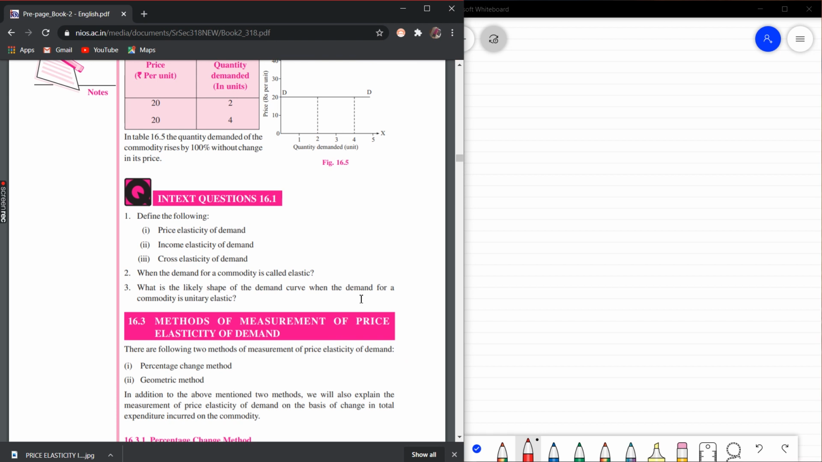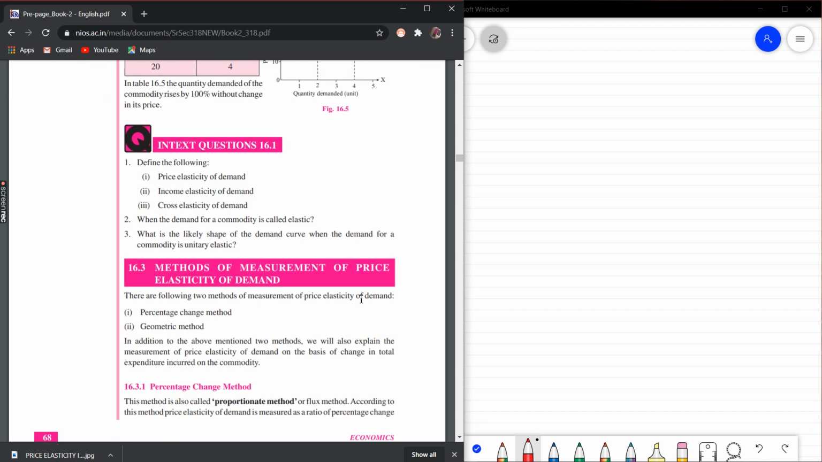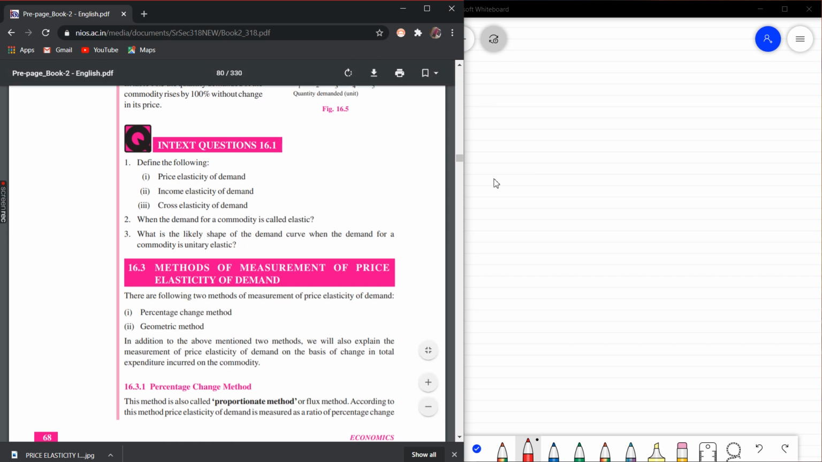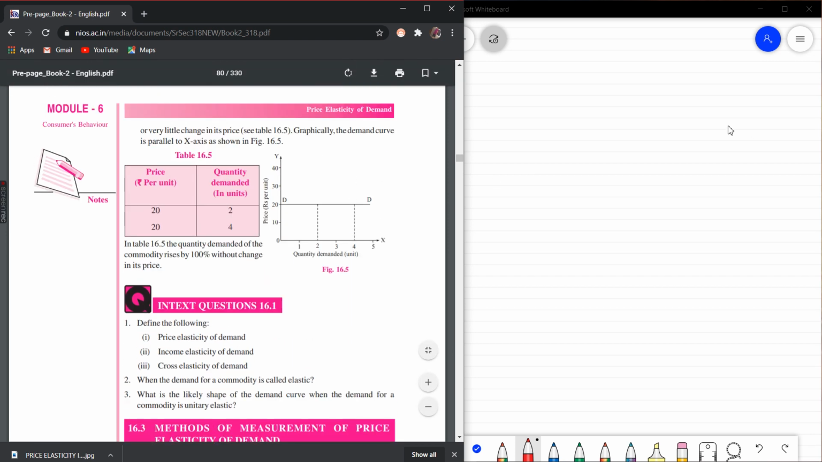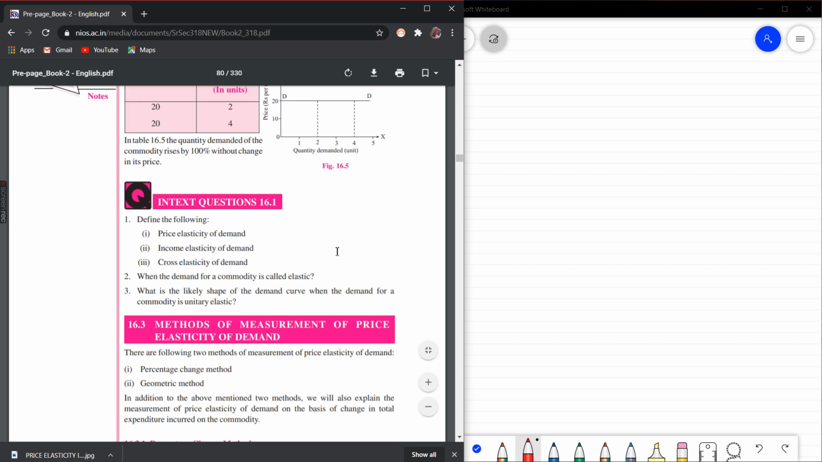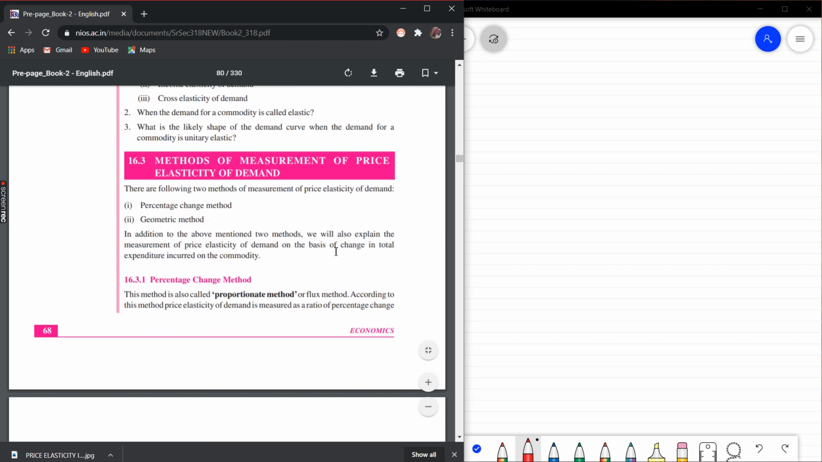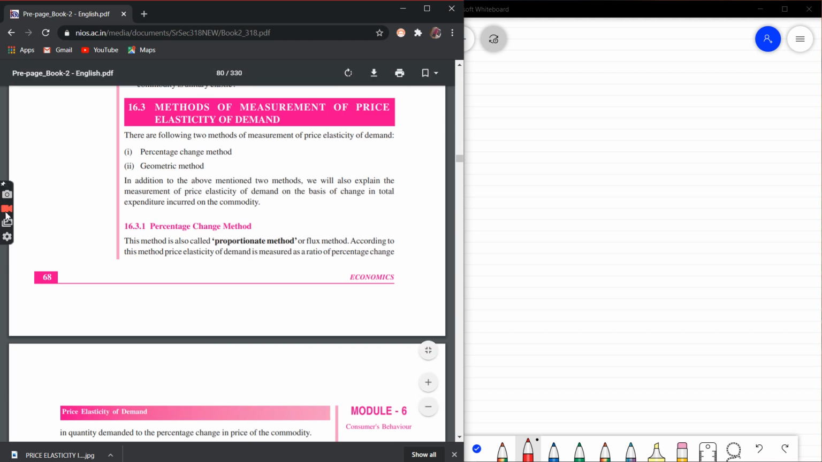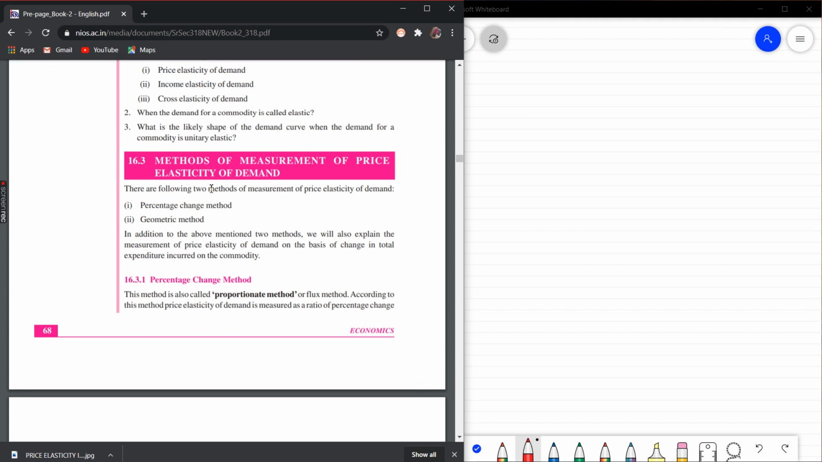If they ask you to mention or explain about price elasticity of demand, you have to mention all those points and then add the diagram. Okay, next: methods of measurement of price elasticity of demand.